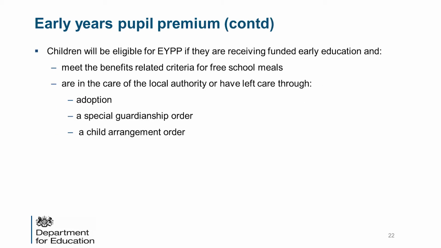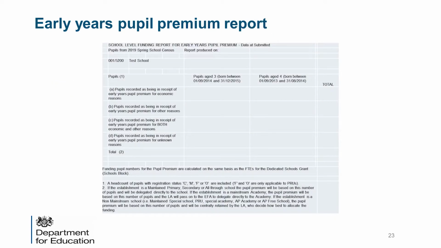Early years pupils will be eligible for the EYPP if they are receiving funded early education and either meet the benefit part of the FSM criteria or are in the care of an English or Welsh local authority or have left the care of an English or Welsh local authority through adoption, special guardianship or a child arrangement order. A report is available in Collect to assist schools in checking this data. An example of how the report looks is shown on this slide.